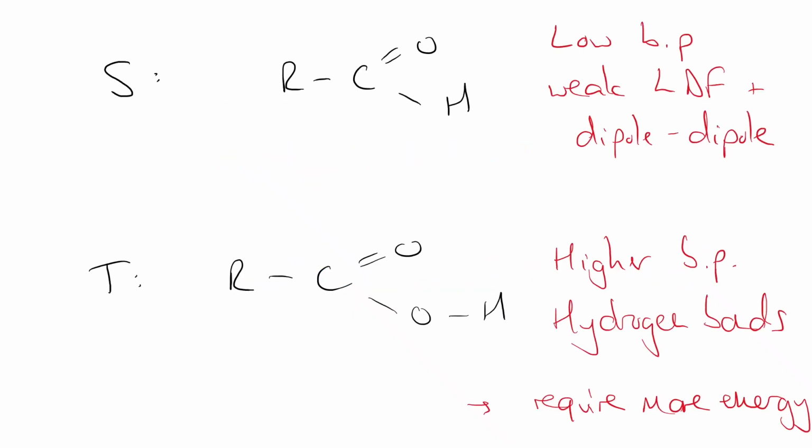And in terms of intermolecular forces, the aldehyde has only got London dispersion forces and dipole-dipole forces between the molecules, whereas the carboxylic acid T has hydrogen bonds from the OH group between 2 molecules. So the carboxylic acid with hydrogen bonds is a stronger intermolecular force, therefore requires more energy. So when you heat this up, S, having the low boiling point, will boil first and can be distilled off.